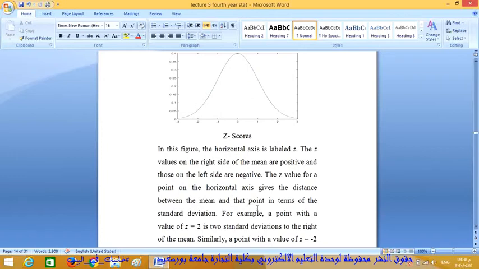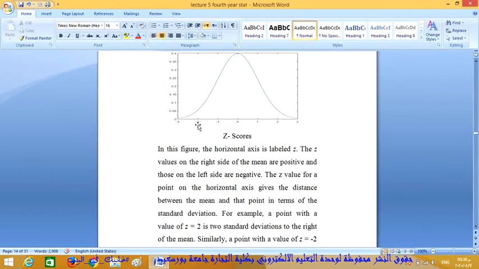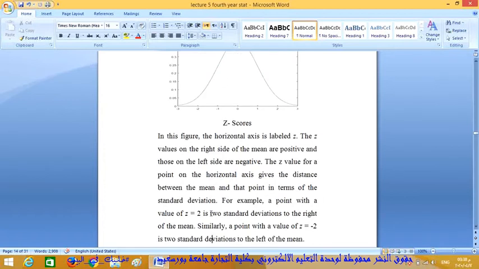For example, a point with a value of zeta equal to 2, like this, is 2 standard deviations to the right of the mean. Similarly, a point with a value of minus 2 is 2 standard deviations to the left of the mean. So according to the standard normal, the units to the left of the mean are negative and the units to the right of the mean are positive.